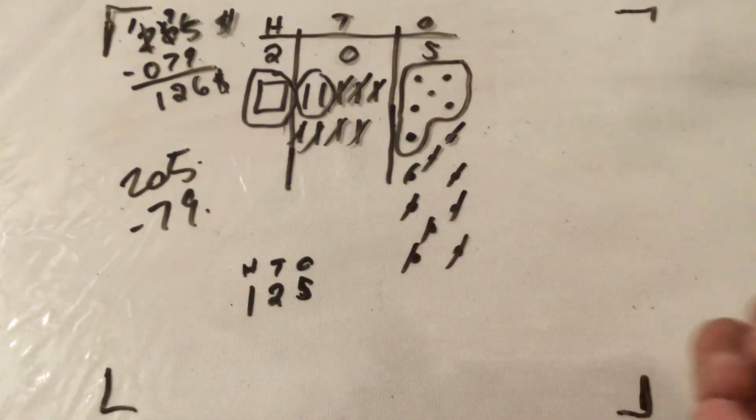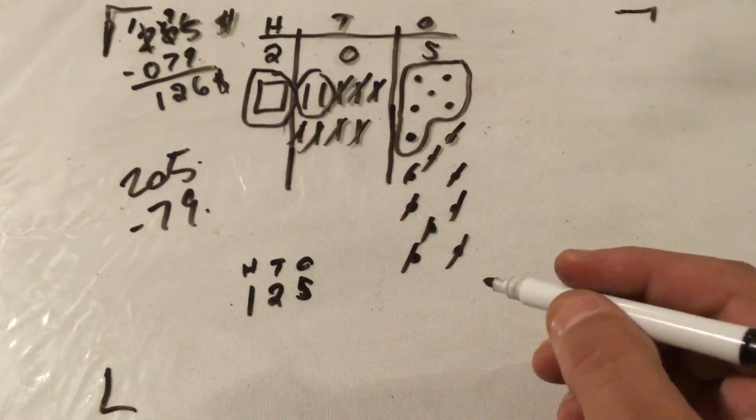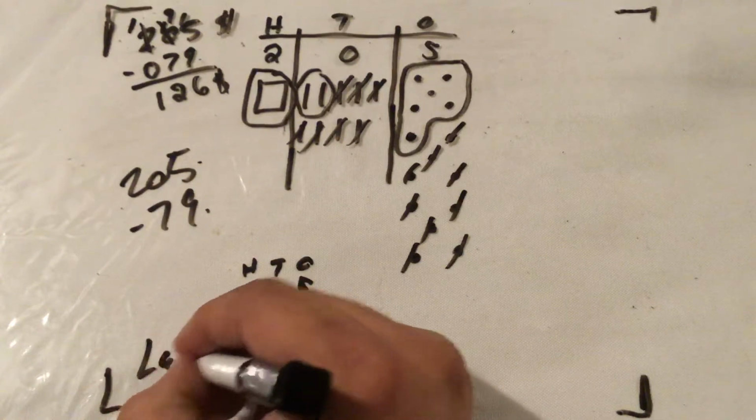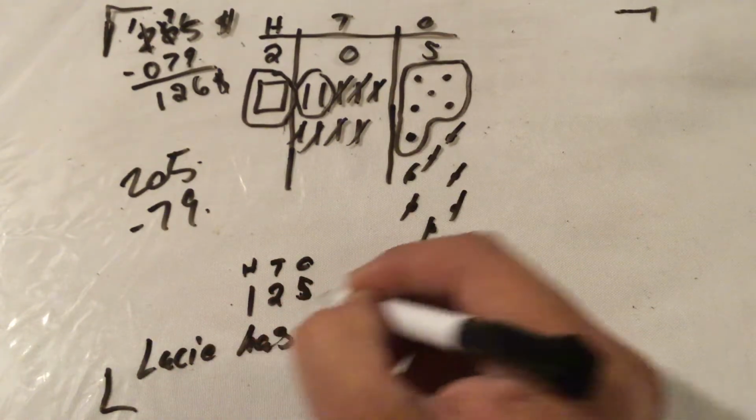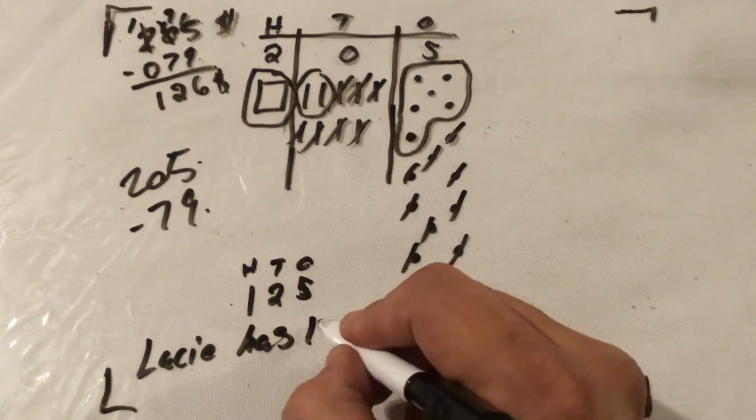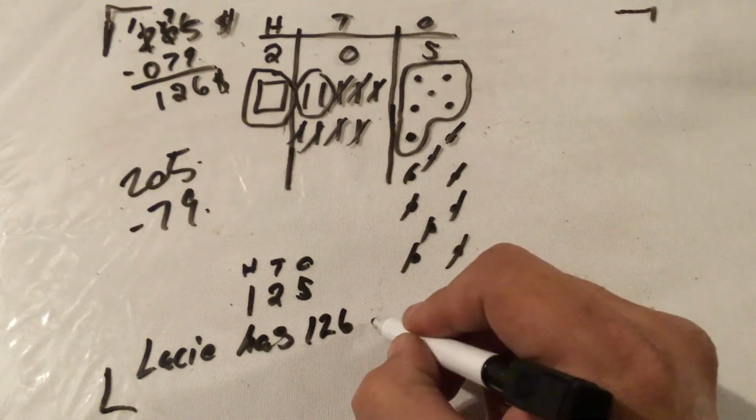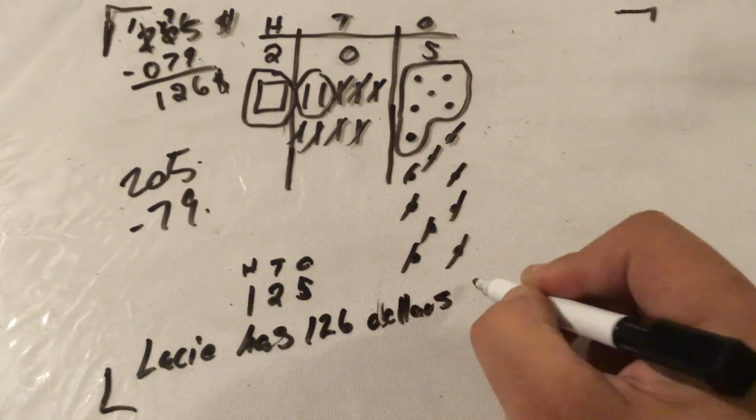So since it's a word problem, you can write it back out into word fashion as the answer, and it would be Lacey has $126 left.